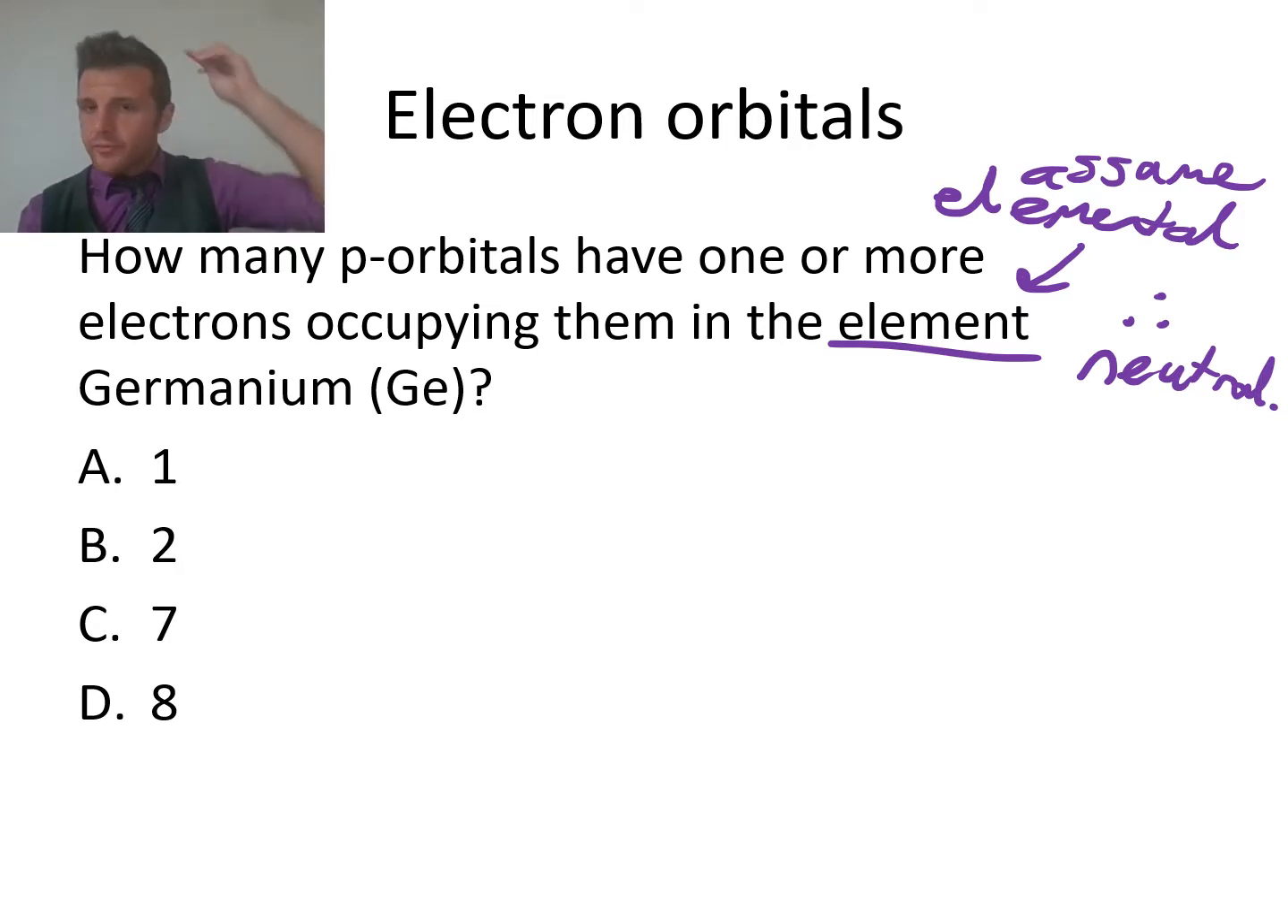I don't even have the location of germanium memorized in my mind. So what I'm going to do is dig out a periodic table, because your periodic table is your best friend in the whole wide world. So I'm going to pause this while I find germanium on the periodic table. Okay, I found it. And it's number 32.